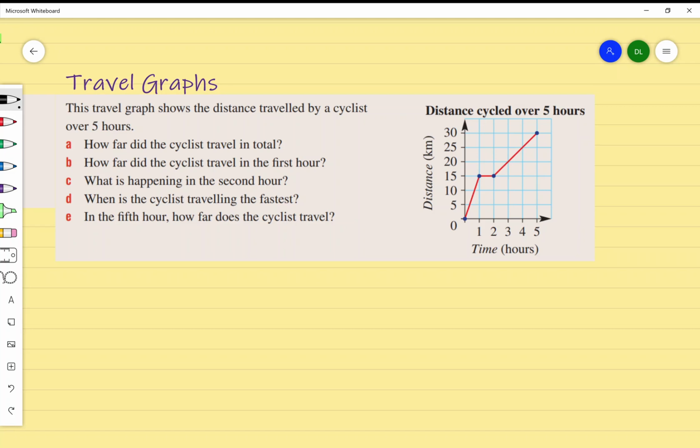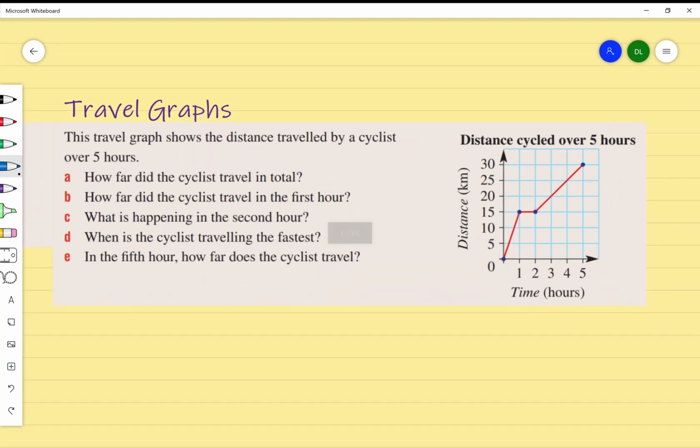So our distance goes up, but it might go up at different speeds or at different times. So all we have to do is look at this graph and be able to answer the questions based on this graph here. So how far did the cyclist travel in total?